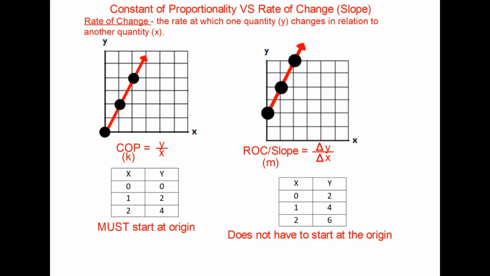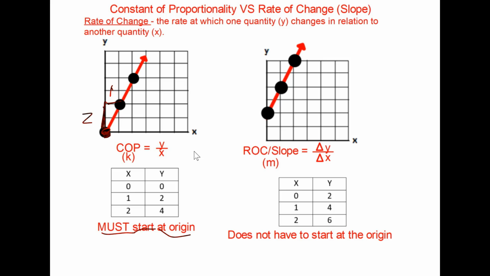So what we did last year is we said it must start at the origin. This is our origin right here. And we said that in order to find the constant of proportionality, we take the Y over the X. So the Y goes up 2, so that's 2, and then the X goes over 1.